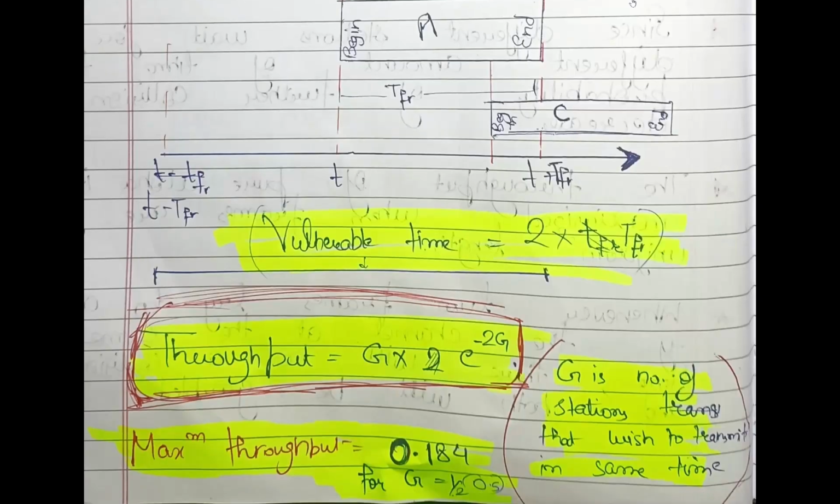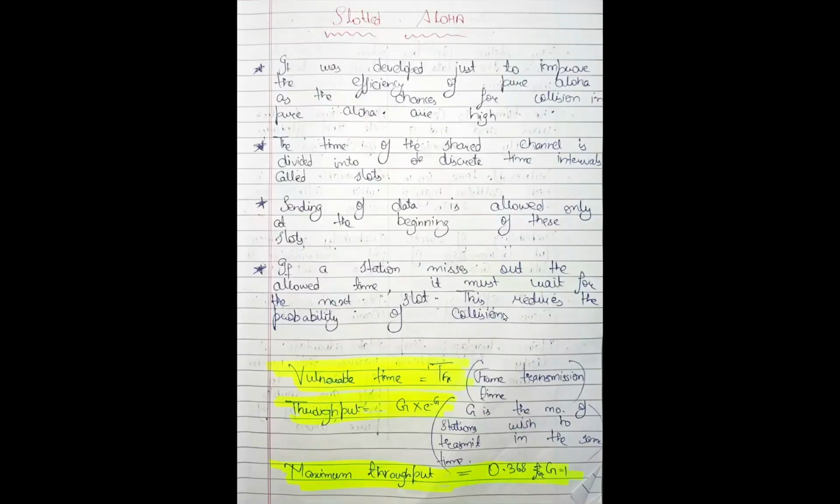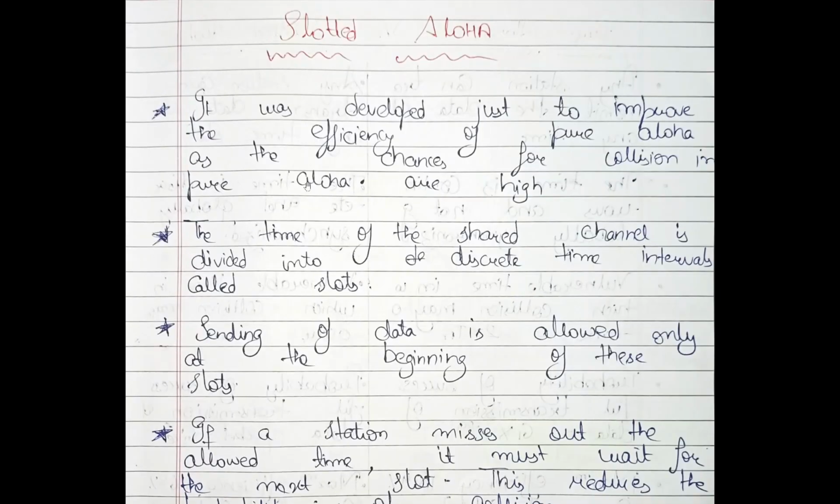Okay, so these are some of the formulas regarding this, like vulnerable time of pure Aloha, throughput, maximum throughput. Now looking at slotted Aloha, it was basically developed just to improve the efficiency of pure Aloha, as the chances for collision in pure Aloha are high.